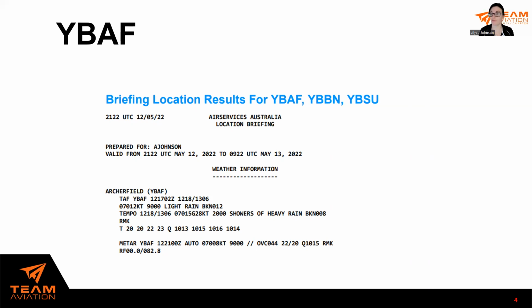Now the terminal area forecasts for Archerfield are routinely issued every 12 hours. So the validity period for this TAF is 4 a.m. until 4 p.m. local time. We have the first line of the TAF here. So the wind is coming from 070 degrees at 12 knots. When we talk about the wind, we talk about where it's coming from. So it's coming from mostly an easterly, northeasterly direction.